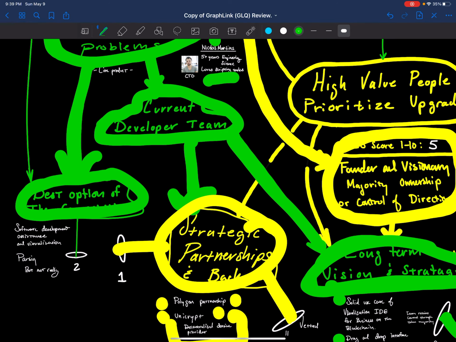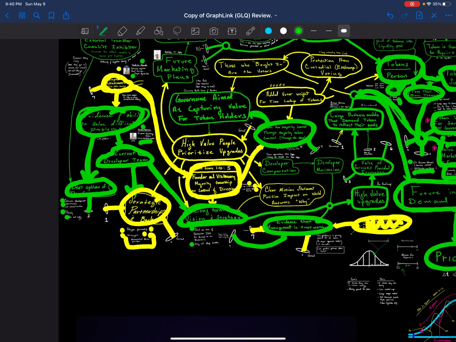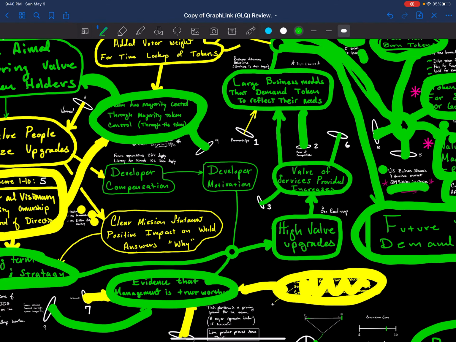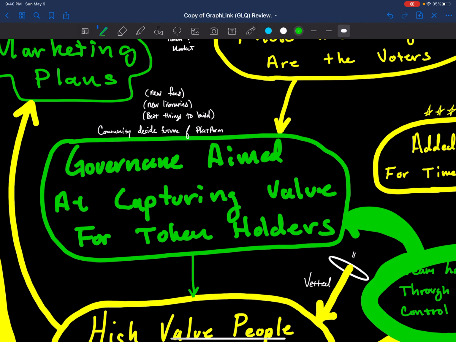Best of the competition. Basically, software development assistance and visualization. Parsec is similar, but not really. They're very unique. There's not much that I see going on there from that standpoint. They're very unique from the visualization end. So I think that they're going to capture some of that, and then trying to make businesses' integration into blockchain easier. And that's a huge market. It's going to be a massive market.